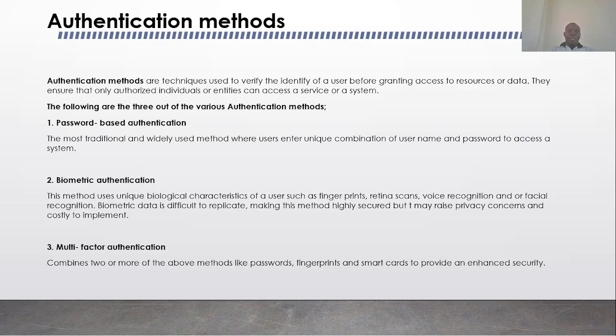We have the password-based authentication. This is the most traditional and widely used method, where users enter a unique combination of username and password to access a system. Secondly, we have the biometric authentication. This method uses unique biological characteristics of a user such as fingerprints, retina scans, voice recognition, and facial recognition. Biometric data is difficult to replicate, making this method highly secure, but it may raise privacy concerns and be costly to implement.